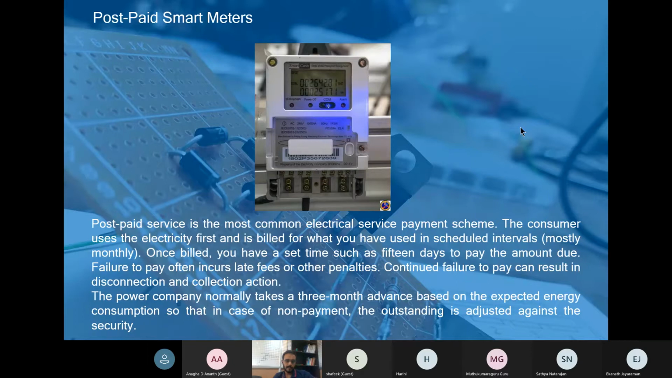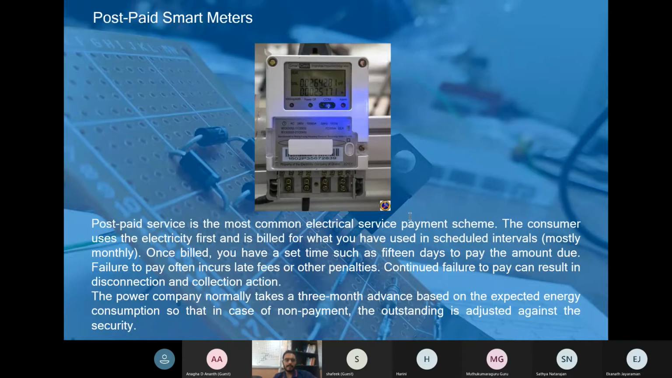Postpaid smart meters. Postpaid service is the most common electric service payment scheme. The consumer uses the electricity first and is billed for what he has used at scheduled intervals. Mostly it will be monthly or quarterly. Once billed, you have a set time such as 15 days to pay the amount due. Failure to pay often incurs late fees or other penalties, like your credit card. Continued failure to pay can result in disconnection or collection action.